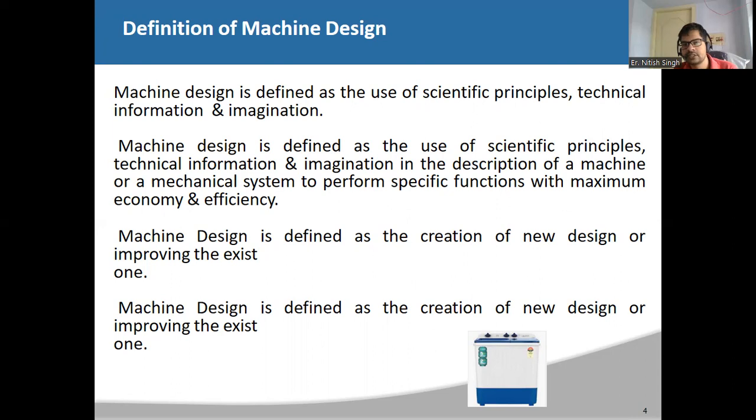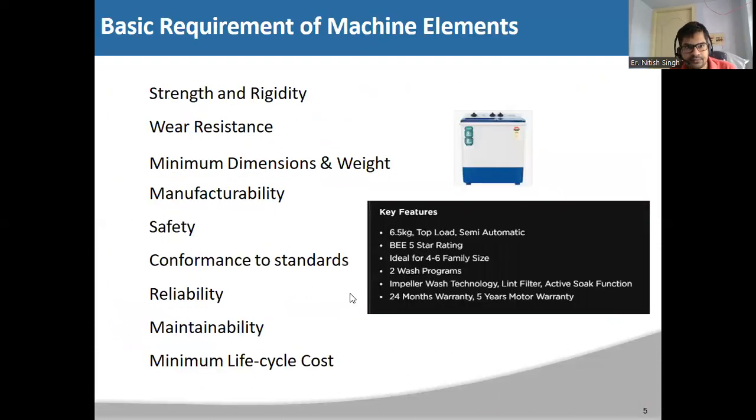Machine design also uses various imaginations and mechanical, electrical, and computer systems to specify a function with economy and efficiency. It is also the creation of new designs or improvement of existing ones. After all, everyone knows about the washing machine. Everyone buys a washing machine.